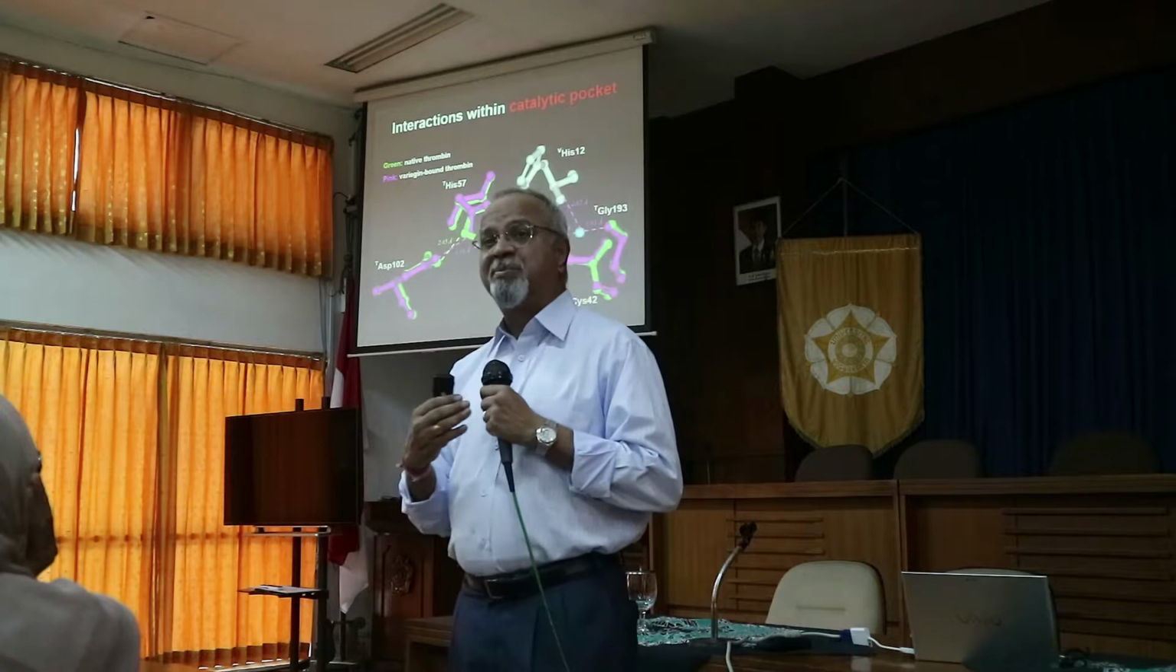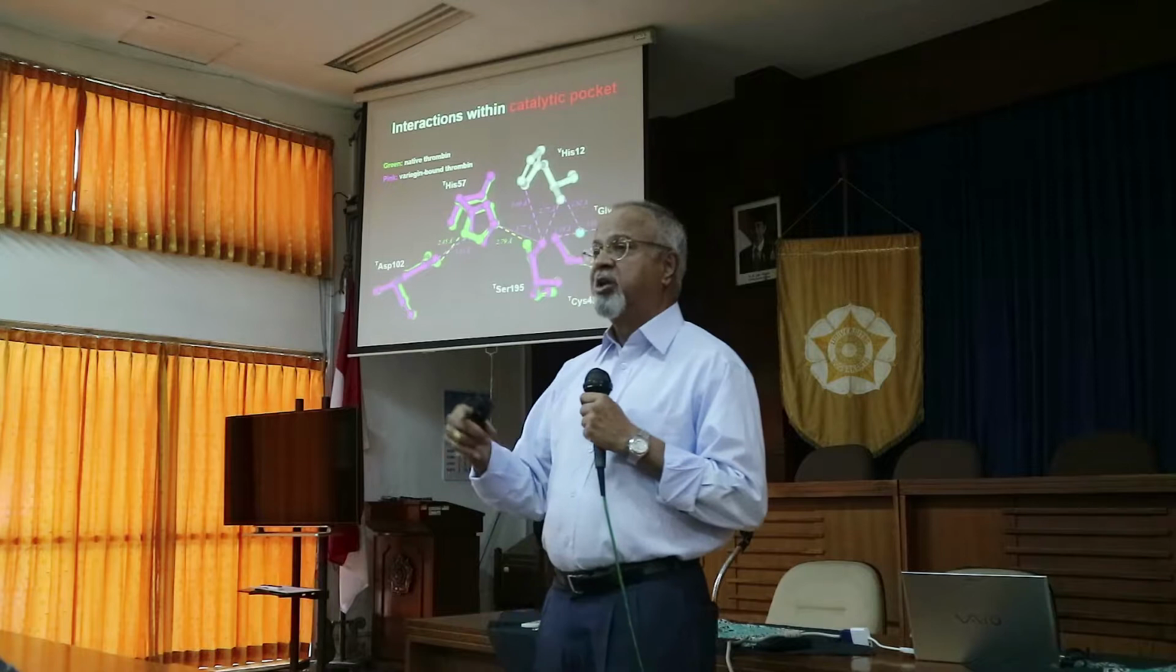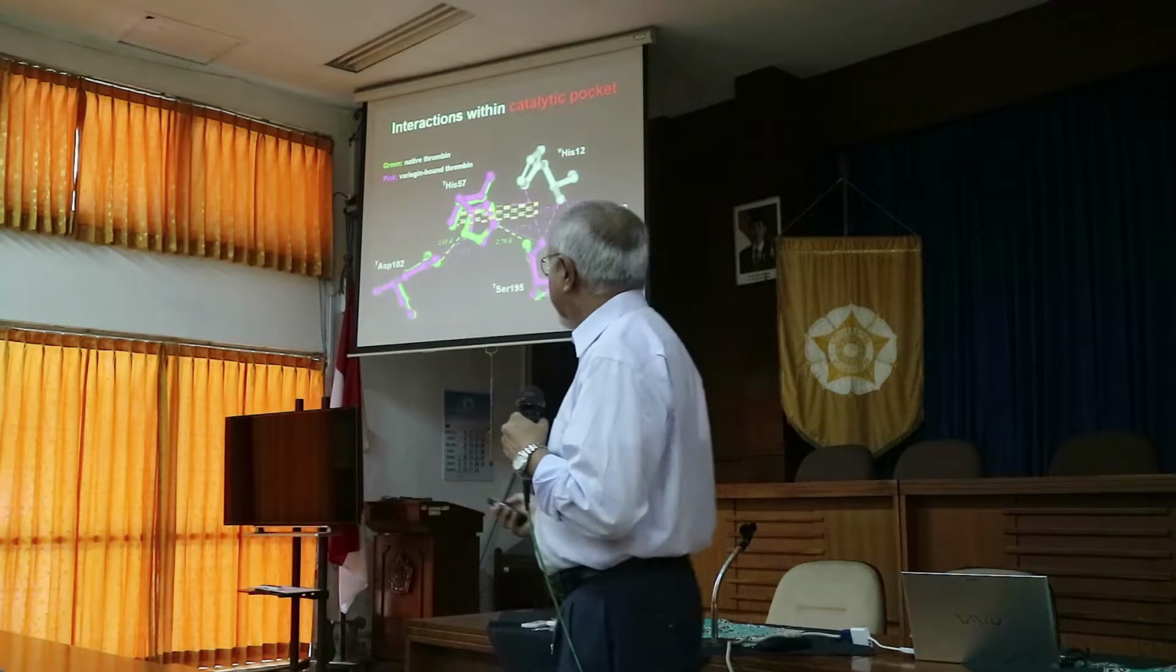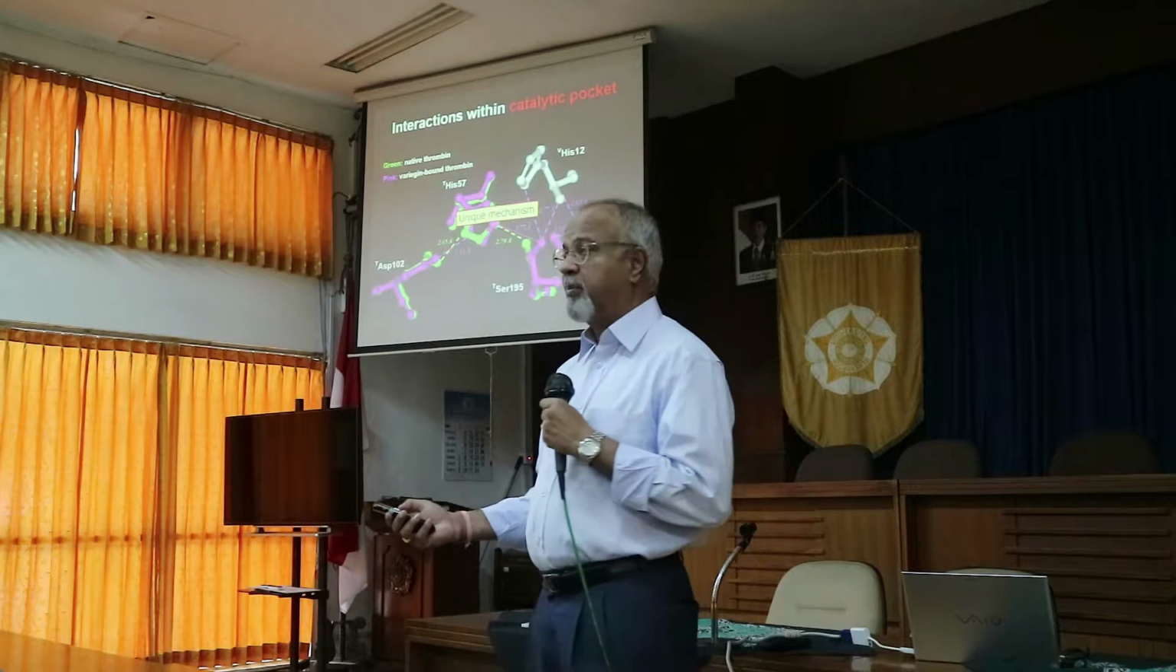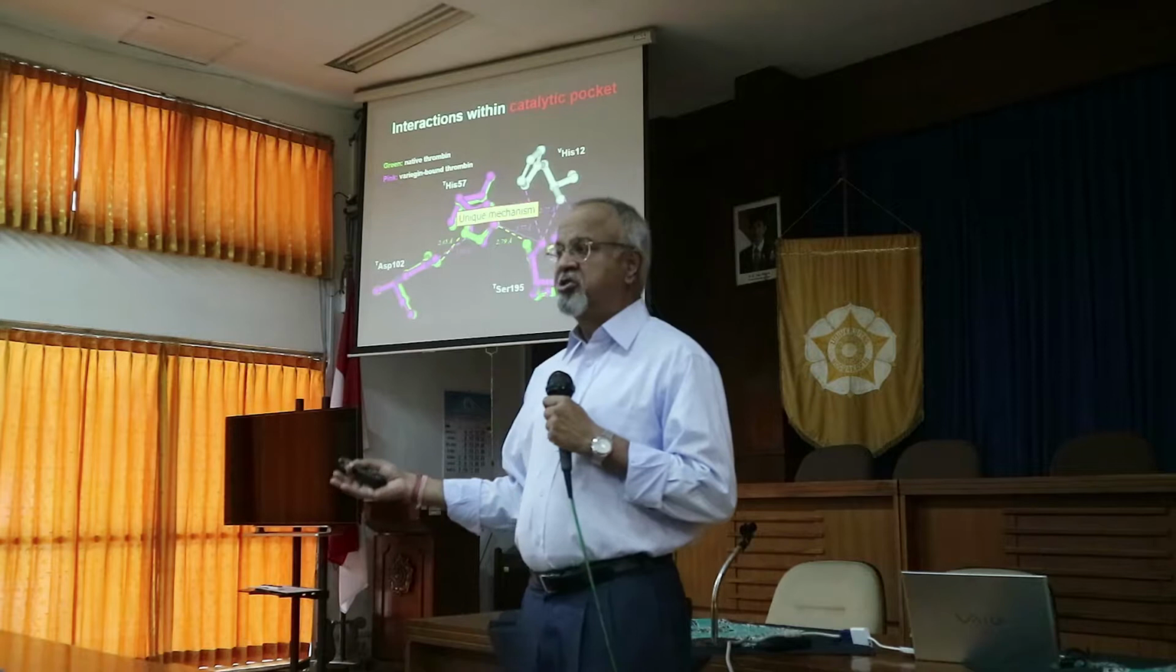So the charge relay system of this serine protease is disturbed by this. So it's a unique mechanism by which verigin inhibits the thrombin. We have removed this histidine and replaced it with alanine. You lose about tenfold activity.